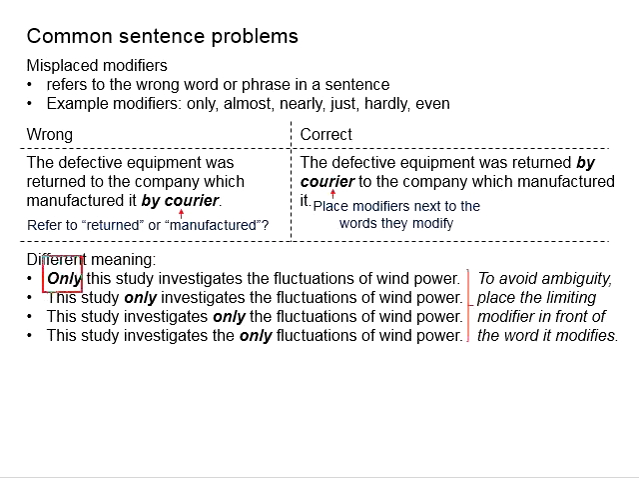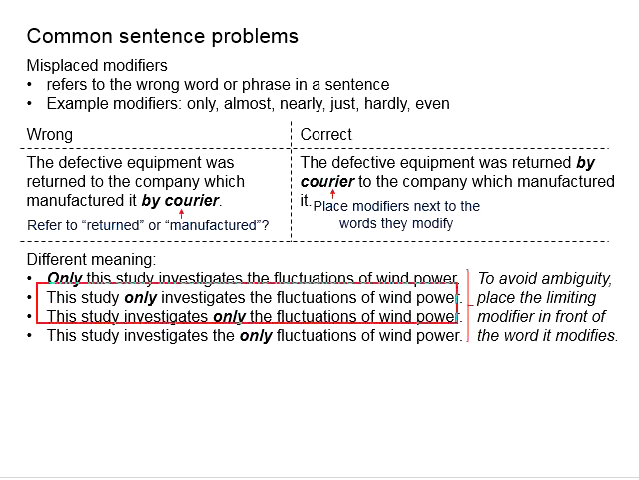The first one is modifying the study. The second and third is modifying the investigations. And the fourth one is modifying the fluctuations of wind power. Due to different focus of modifiers, the meaning will be different.